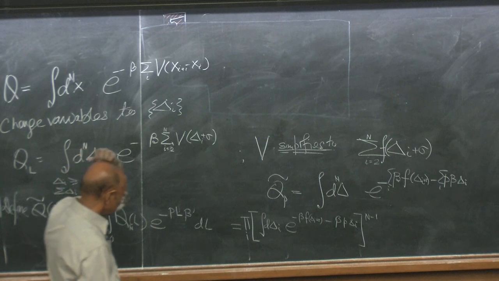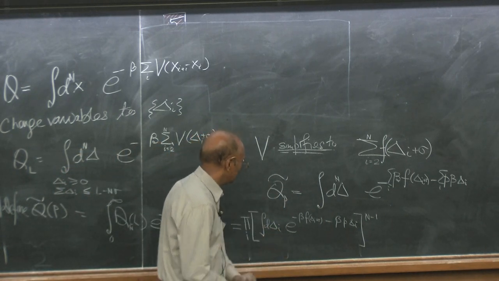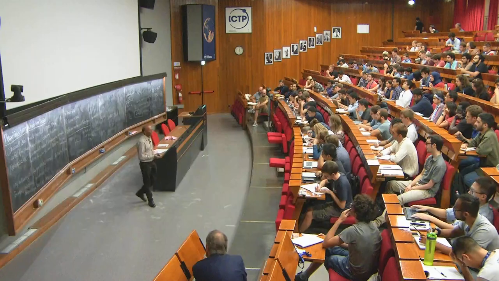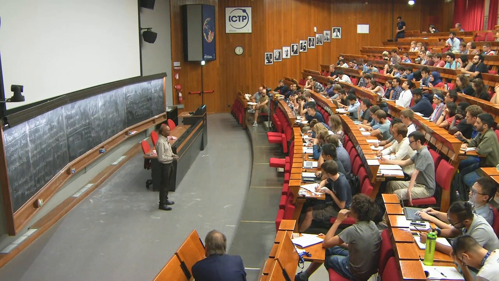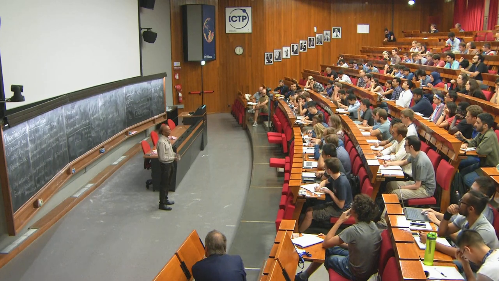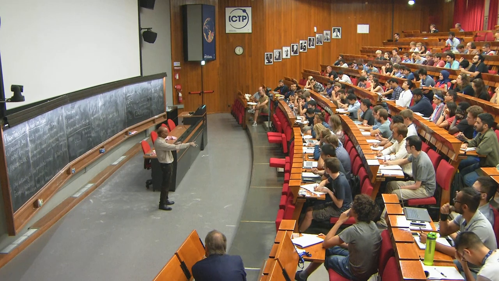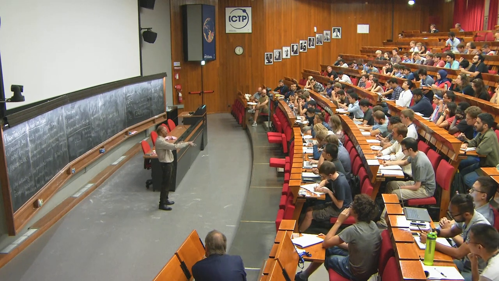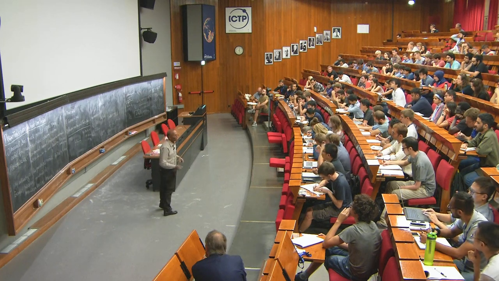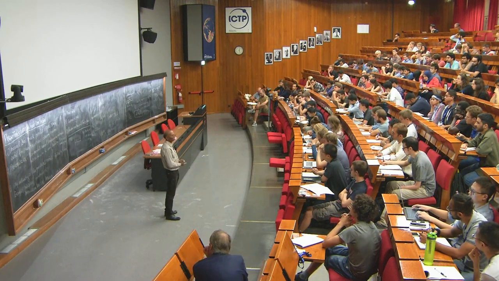I should worry about what happened to delta 1. Delta 1 will also have an integral, which I didn't write down, but it's e to the power minus beta p delta 1. So I know how to do that one. Perhaps there is also an integral related to the last spacing, because now the piston wall is free to move. Then I have to integrate over all possible positions of the right wall. But again, that integral is easy to do.